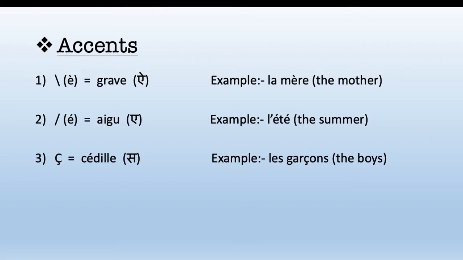Second one is accent aigu. Here that little dash on the E goes from left up to the right. It sounds as é. As an example, you can see l'été, the summer.